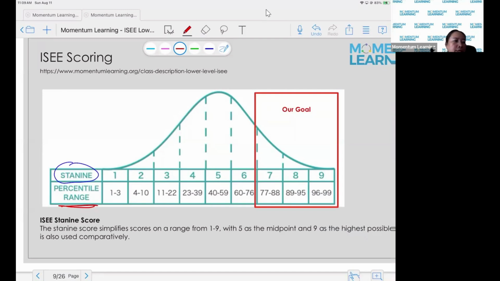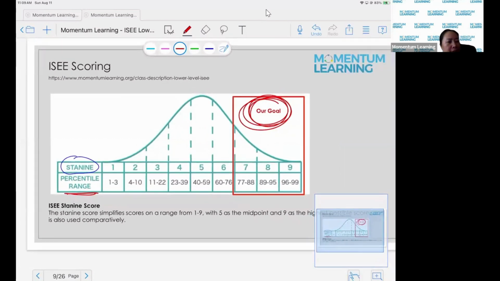Our goal is right here: 7 through 9. So 7, 8, 9 are your stanine scores, and our percentile will be 80% to 99%. This is our goal. The 5 is the median, and we want everybody to get to 8 or 9.